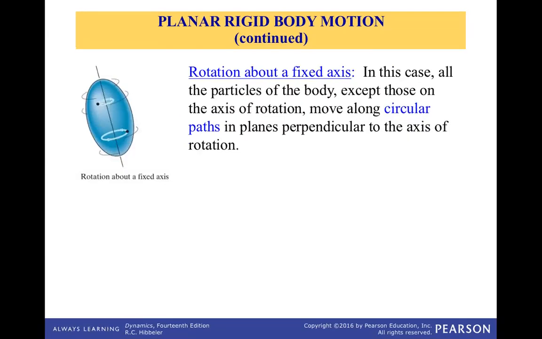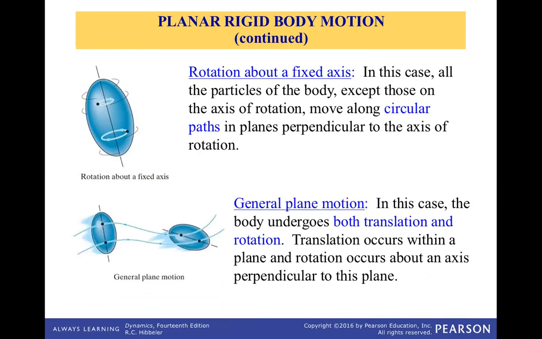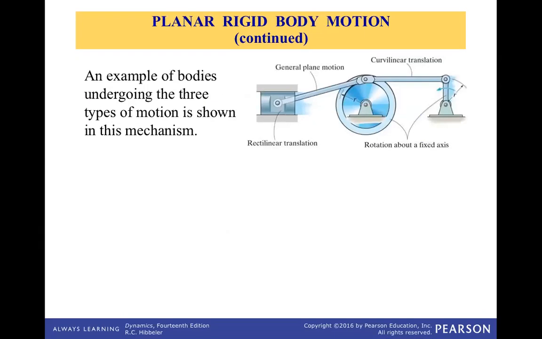Rotation about a fixed axis: in this case, any point inside the body will have a circular motion, a circular path. In general motion, it's a combination of both translation and rotational motion together.